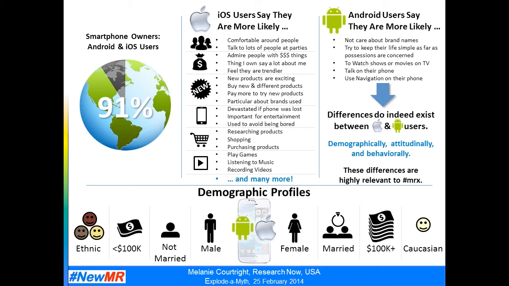And they exist attitudinally and behaviorally, but they also exist demographically. If you look at the bottom, the demographic profiles for the Android user are that they tend to be more ethnic, they tend to be lower income, less likely to be married, and more male. And then when you look at the Apple users, more female, more likely to be married, higher income, more affluent, and then more likely to be Caucasian.